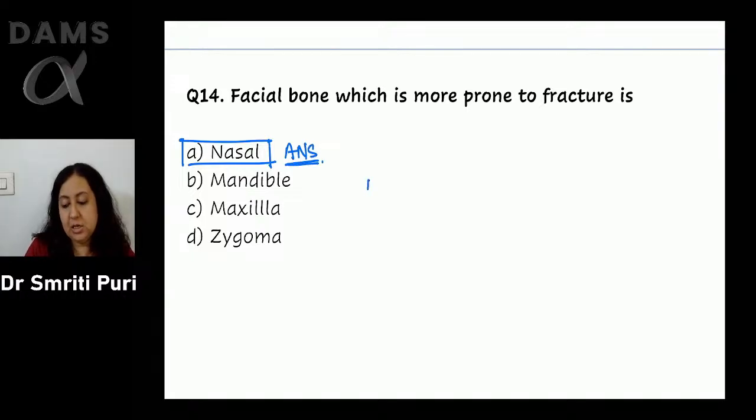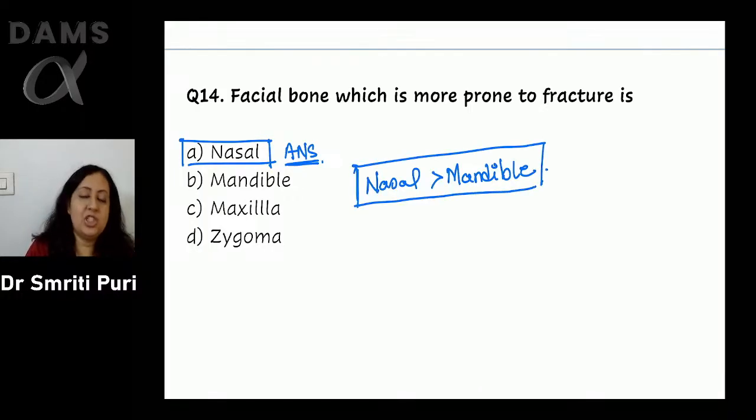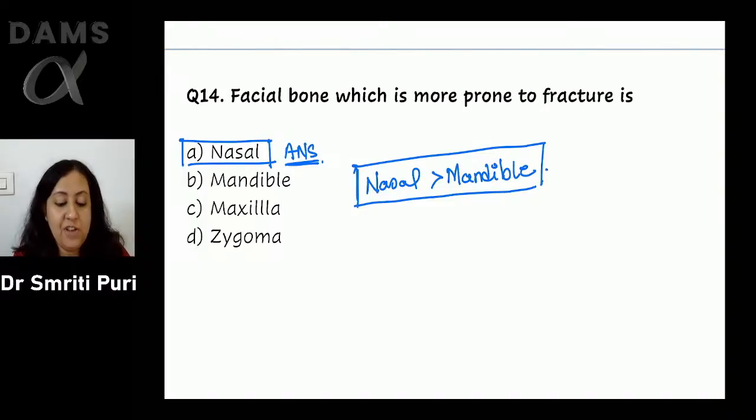If nasal is not given in your options, the next that you will mark is mandible. Please remember this. And for this question, there is another way of framing it: which facial bone offers least resistance to fracture, or the facial bone which offers the least resistance to a traumatic force. This question can be asked in multiple ways, so please keep these things in mind.